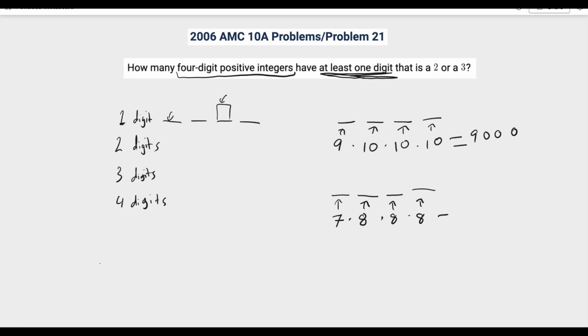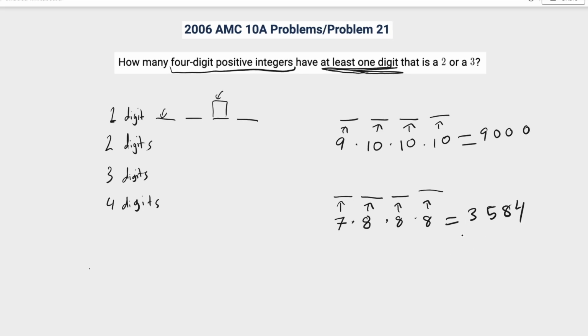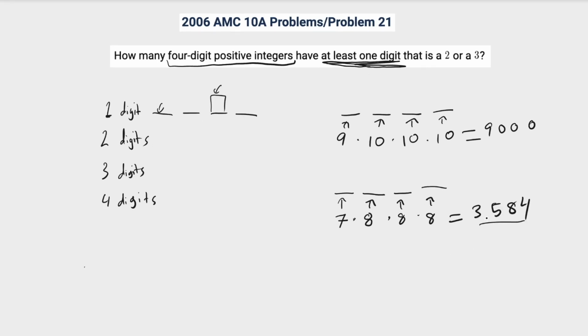And now if we multiply this out, we get 3,584. We can subtract this from the total to get the numbers with 2s or 3s, which is what we're looking for. 9,000 minus 3,584 yields 5,416, meaning that there are 5,416 4-digit numbers that have at least one 2 or 3.